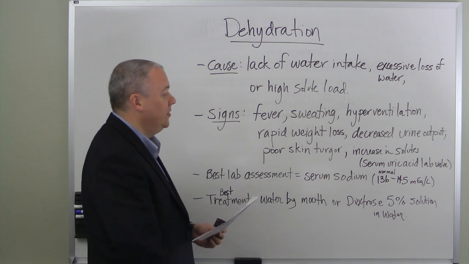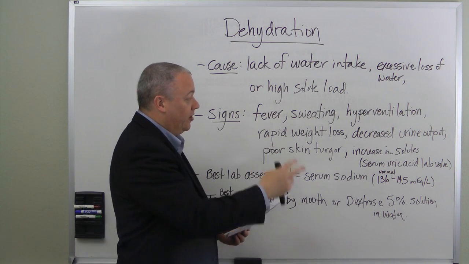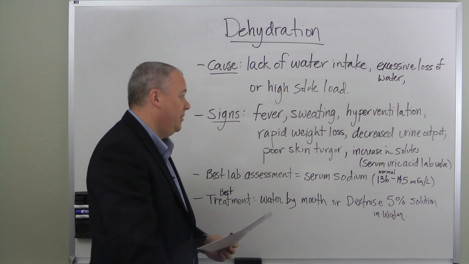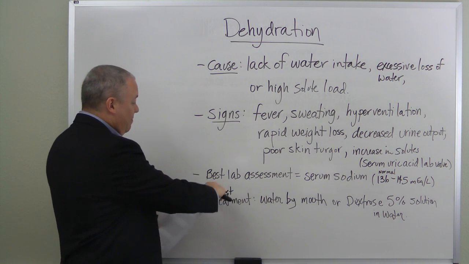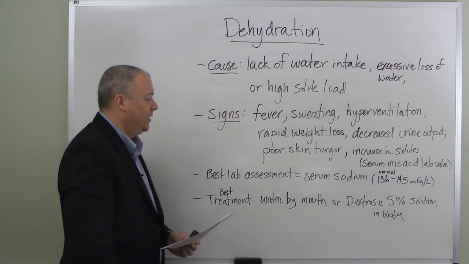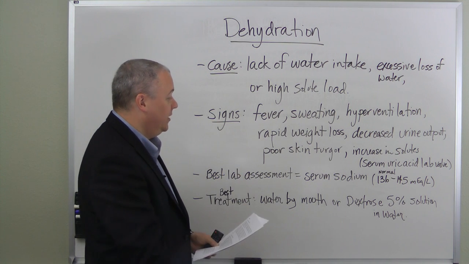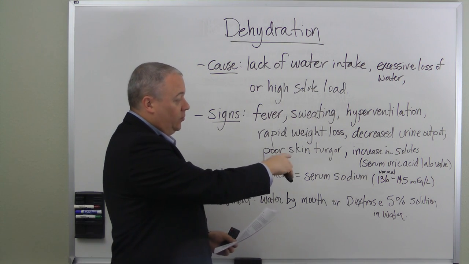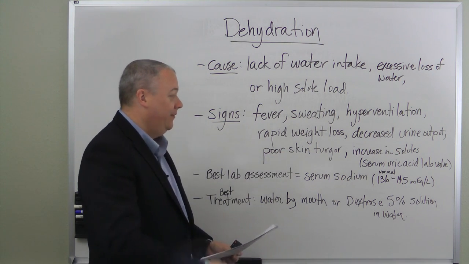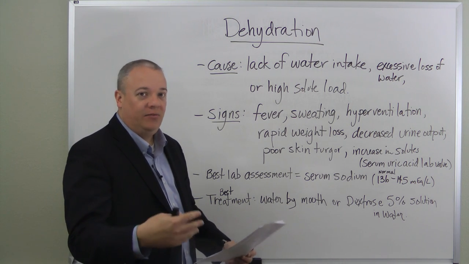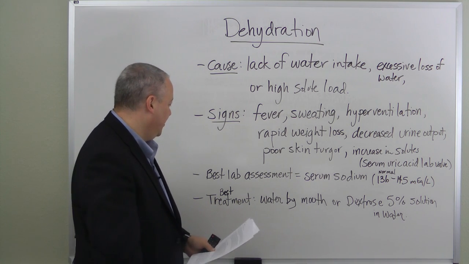And then there's an increase in the solutes. Things like serum uric acid lab values go up and those sorts of things. Anyway, the best lab assessment for dehydration is to test for serum sodium. Now, normal level is 136 to 145. If it's outside of that, then you have a strong case for dehydration.